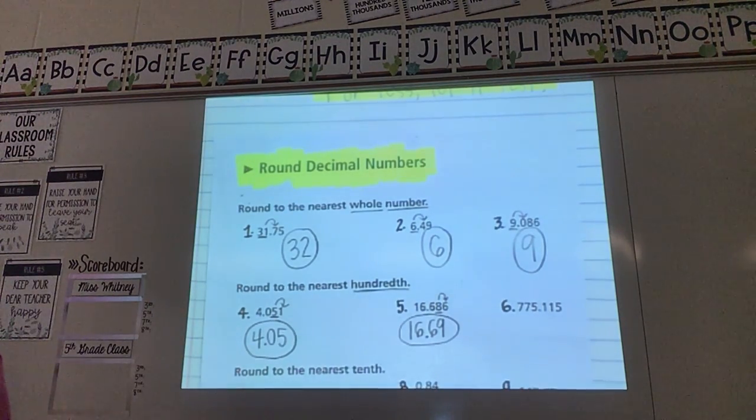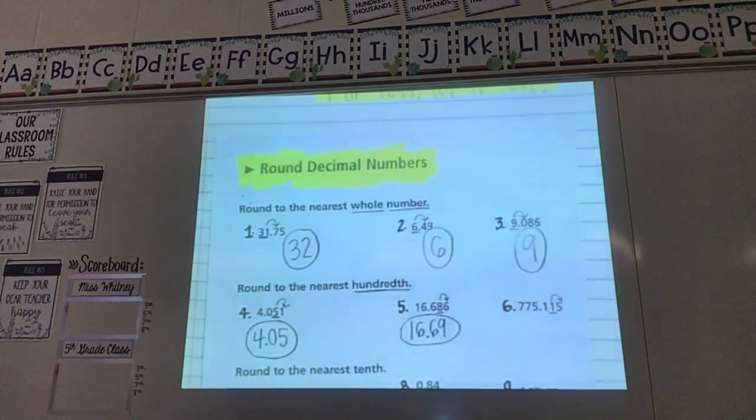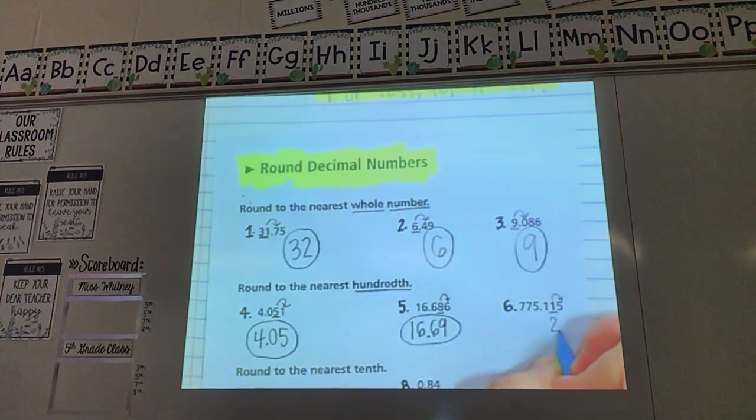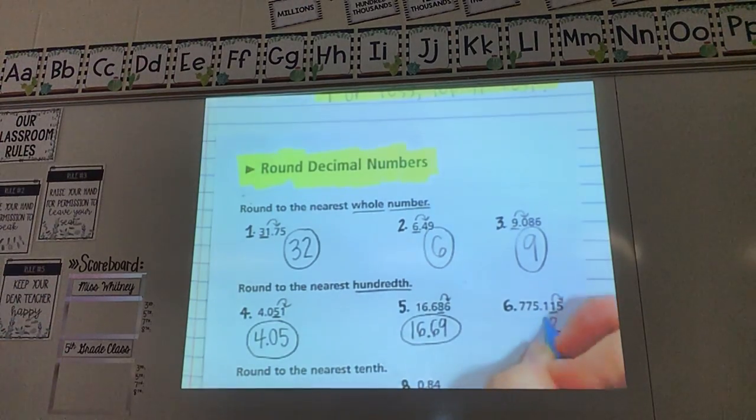Let's try again on number 6. What number is in the hundredths spot on number 6? That would be the 1 right here. So underline it, look behind. What is my 1 going to do? Is he going to stay the same or jump up to a 2? He's going to go up to a 2. What do I do with all those numbers that came before that? Copy them down.